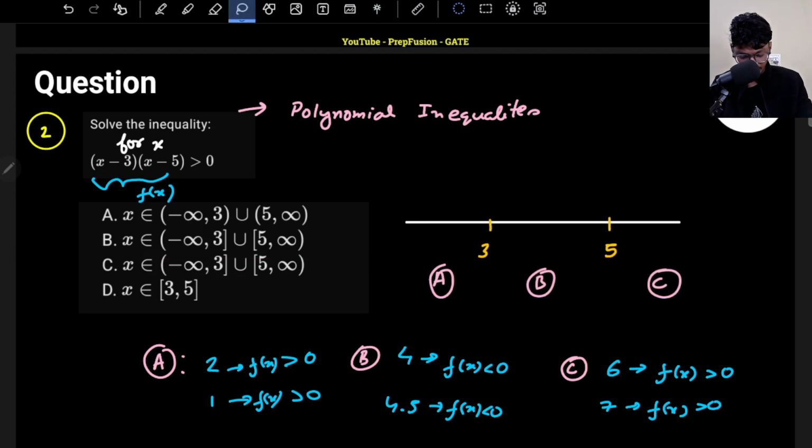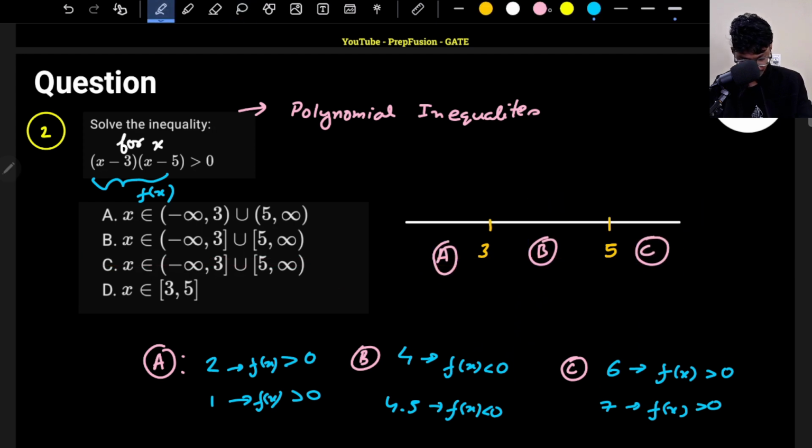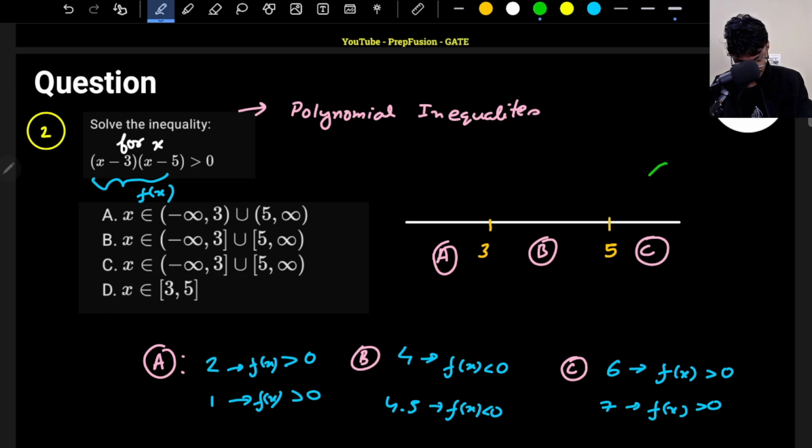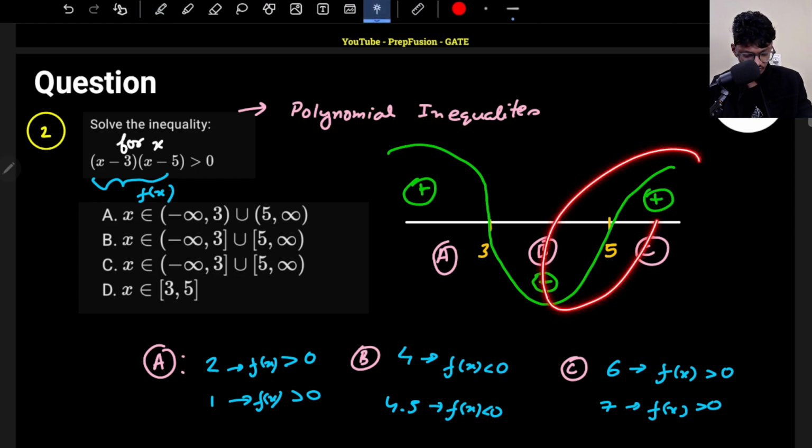That's why the name wavy curve came. So how do we represent it? We represent it something like this. So it is positive, negative, positive. So between this region it is always negative, in this region it is always positive, in this region it is always positive. And why have I drawn this wavy curve like this?